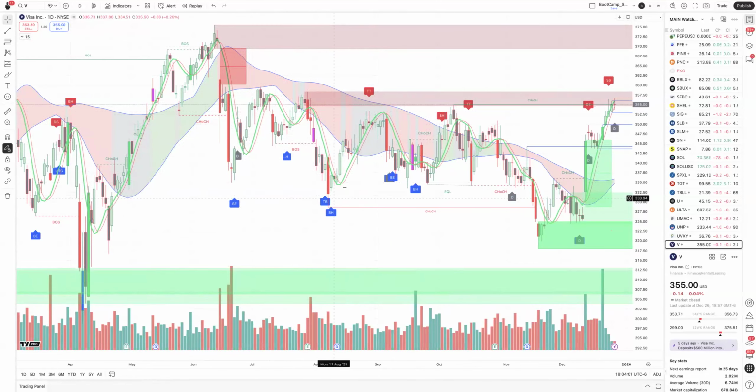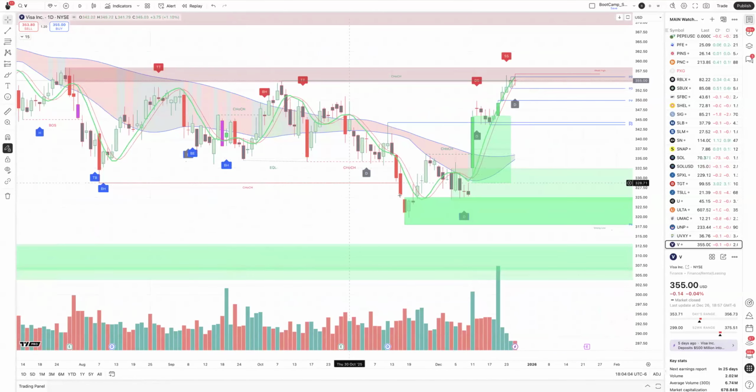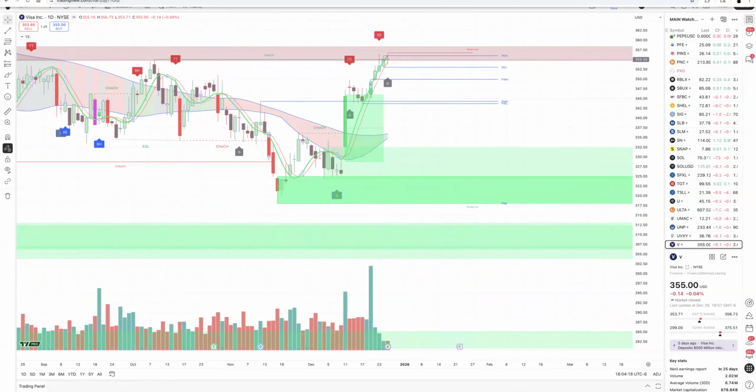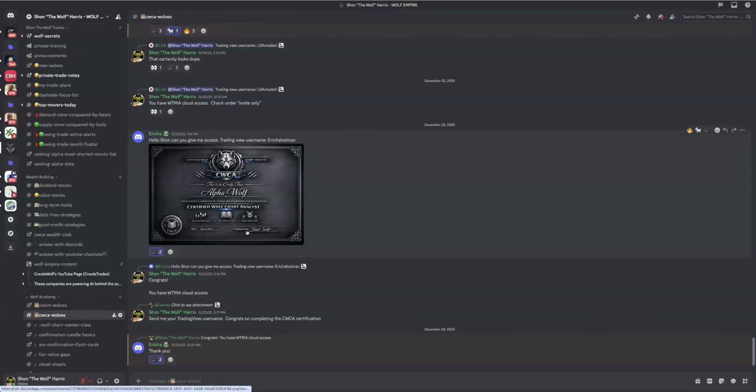It tracks big moves, big trend shifts, because it is the big brother to the WTMA. So it's tracking how the WTMA tracks early trend detection. This tracks institutional trend shifts. And so when you get your CWCA, it unlocks your access to getting that WTMA cloud, just like Eric Ha has. I say, congrats. And then you have WTMA access.